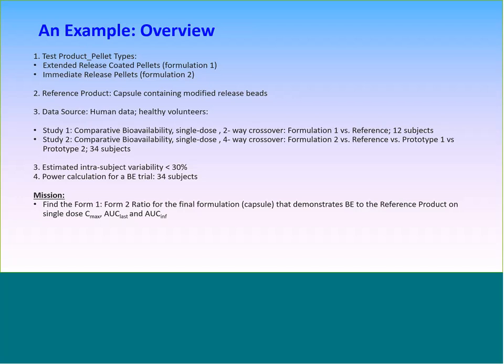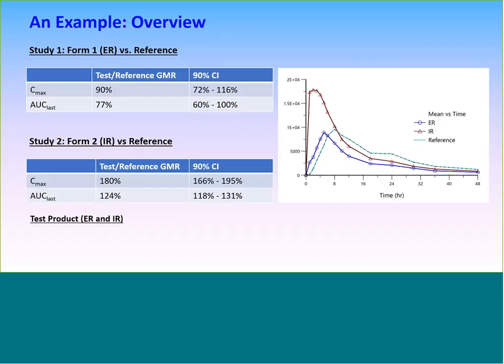So the mission of this example is to find the right ratio of Form 1 and Form 2, the right ratio of the IR pellets versus the ER pellets for the final formulation, which is a capsule that contains the IR and ER components, that is then able to demonstrate bioequivalence to the reference product on the single dose PK parameters Cmax, AUC last, and AUC infinity.